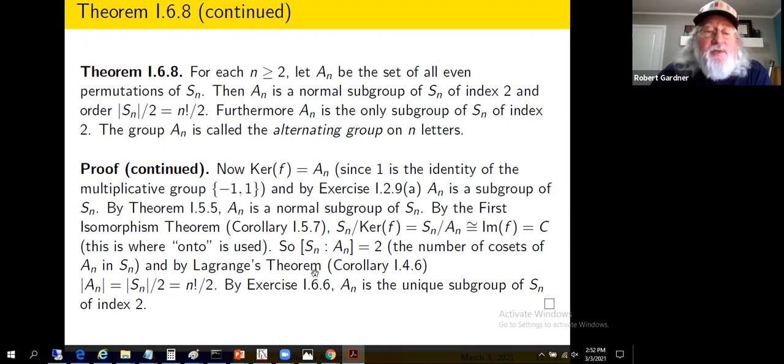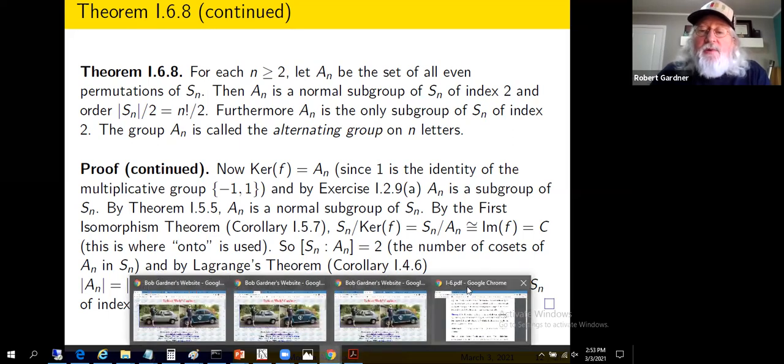Lagrange's theorem says when the index is 2, you've got a subgroup of order half the size of the original group with finite groups. Lagrange's theorem is kind of clean. So we get the order is n factorial over 2, half the size of the symmetric group as claimed. The additional claim, A sub n is the only subgroup of S sub n of index 2, we're going to leave as exercise 1.6.6.